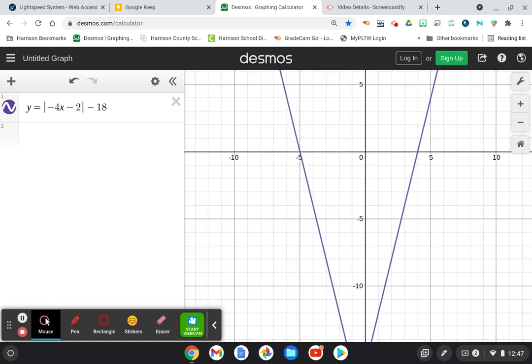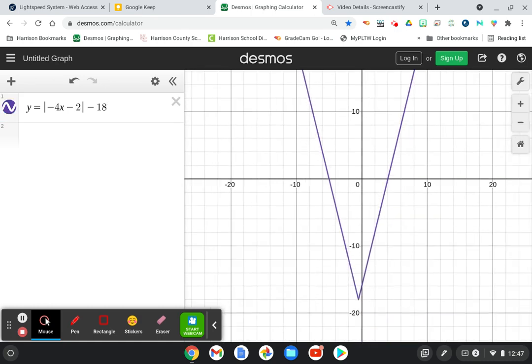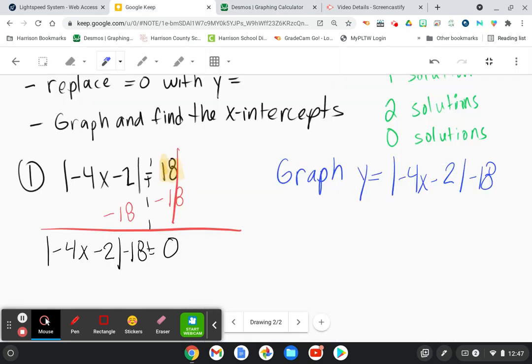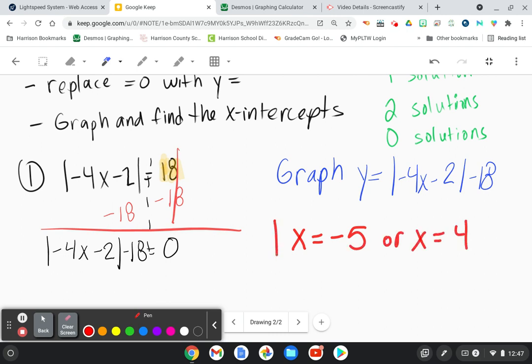I'm actually going to zoom out so I can see what's going on. I know we're used to graphing with key features, but we're not worried about that at all. What we're worried about are those 2 points right there. Those x-intercepts, negative 5 and 4, are the solutions to your absolute value equation. So negative 5 and 4, so we have 2 solutions. And that's your answer. Literally all you've got to do.